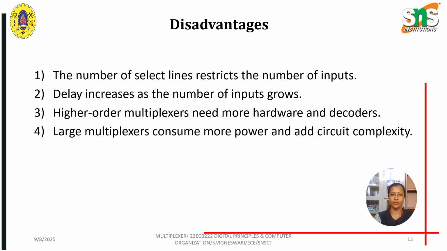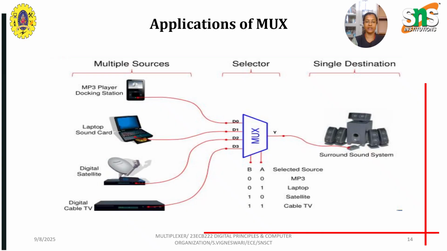The drawback of the multiplexer is that based on the selection lines, the number of inputs is restricted, and hence a short delay will be there as the inputs grow in complexity. When the complexity of the input rises, it is harder to design the hardware side and it also needs decoders. It also consumes more power and adds circuit complexity.